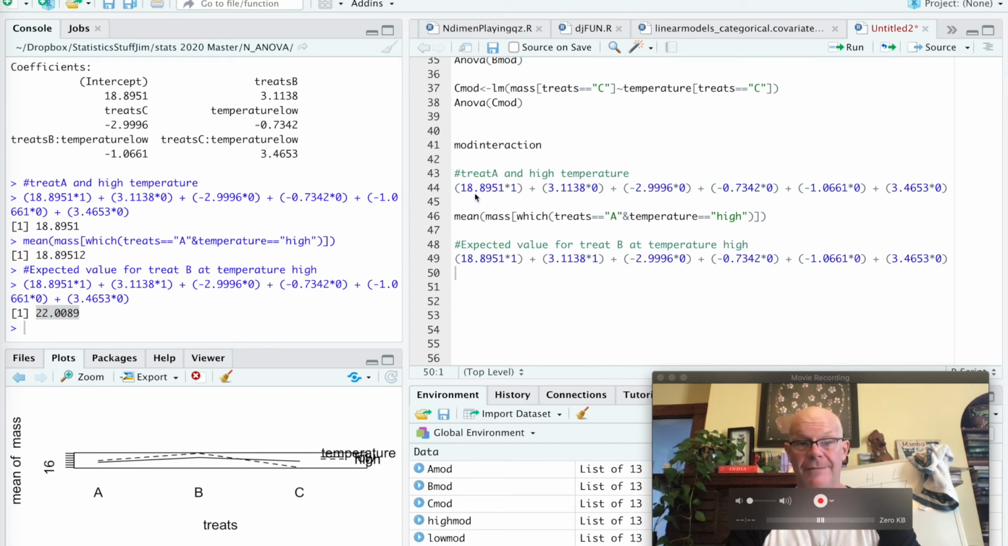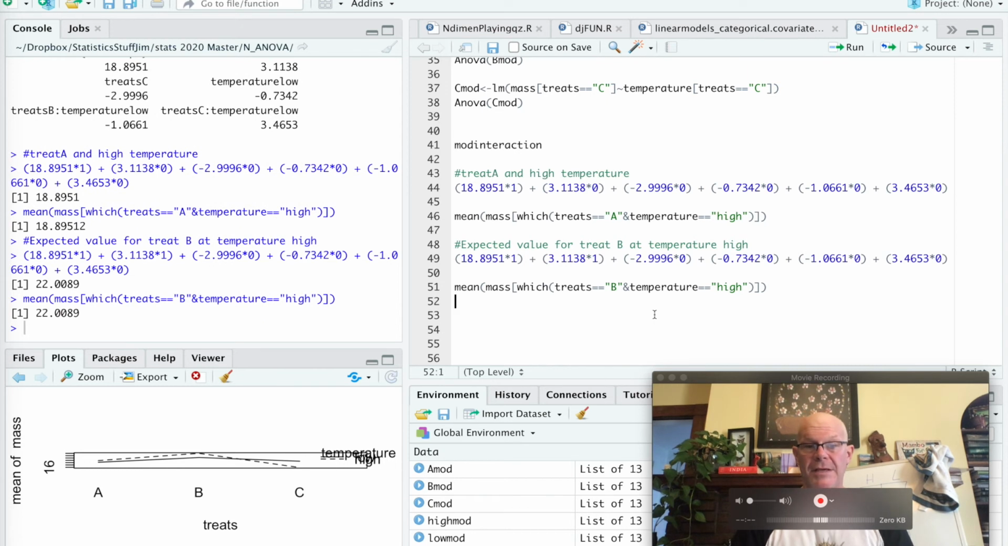And sure enough, that is the mean for individuals that are in treatment B at a high temperature. And so once you have your parameter estimates and you understand how to read the model matrix, you can come up with the expected values for any given combination. So I'm going to do just one last one.